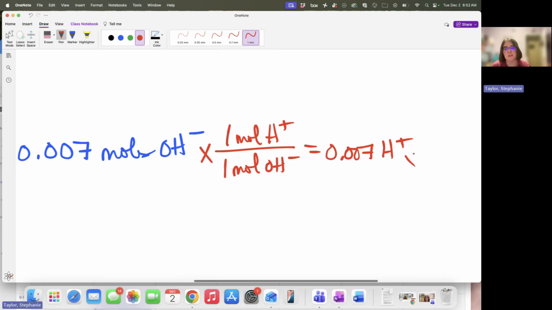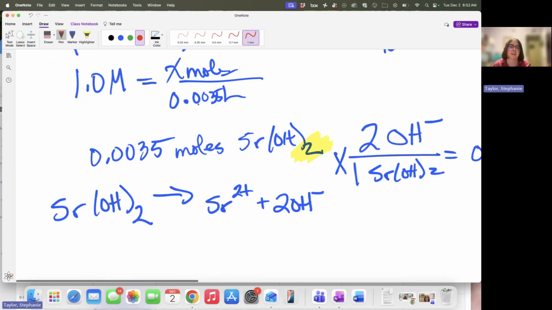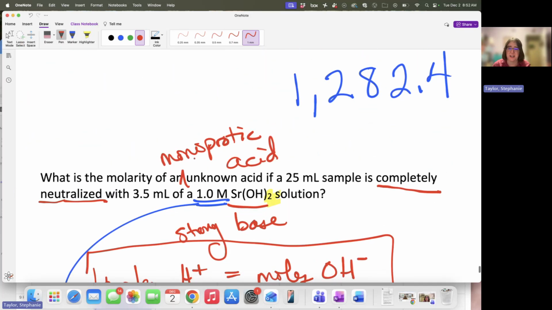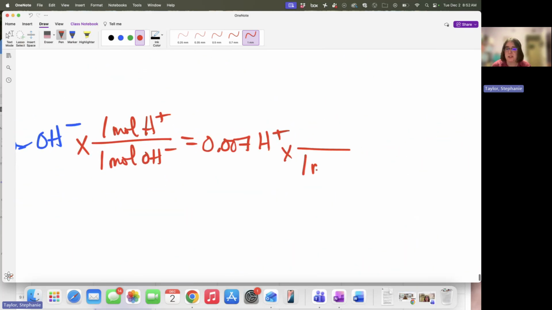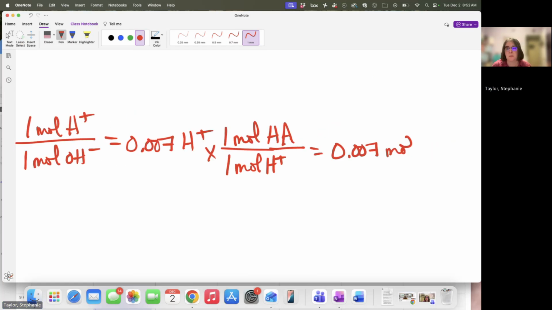But I really want acid. This is that part where I said, when I did the problem, this really should have been a monoprotic acid, because that's the moles of H plus, which actually does also mean, since it's a monoprotic acid, that should have been part of the problem. This is also the moles of the acid itself, the moles of the unknown acid.